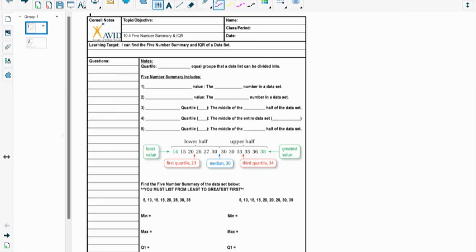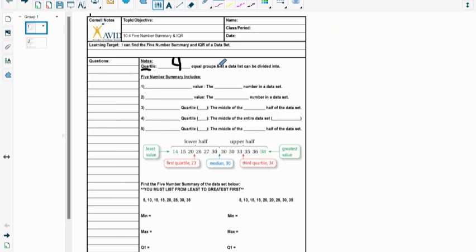Quartiles, that root word of quartile is quar, which means four, just like quarter. There's 4 quarters in a dollar, 4 quarters in a football game. We're splitting it into fourths. Okay. And I'm going to show you what that looks like down here on this example.